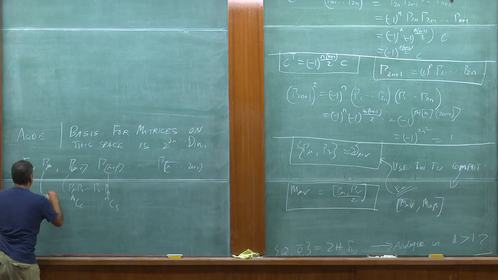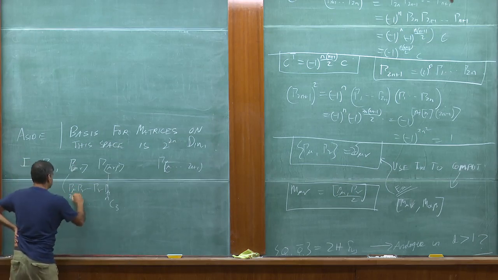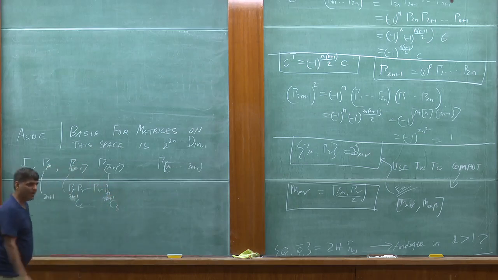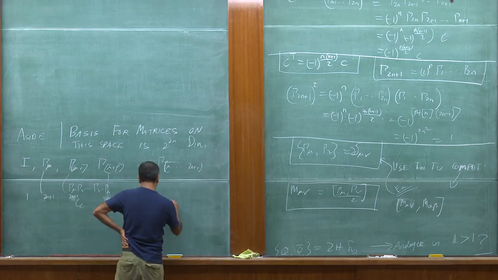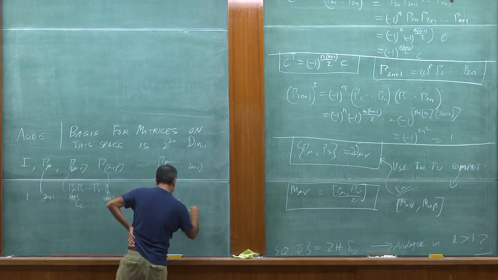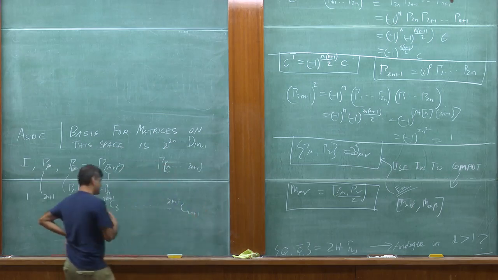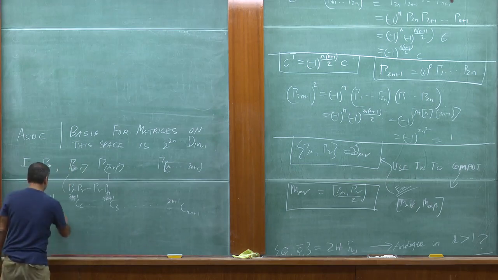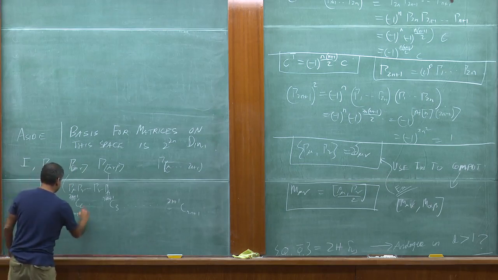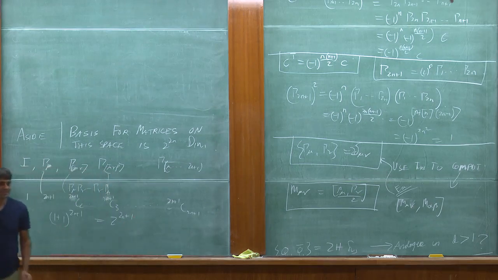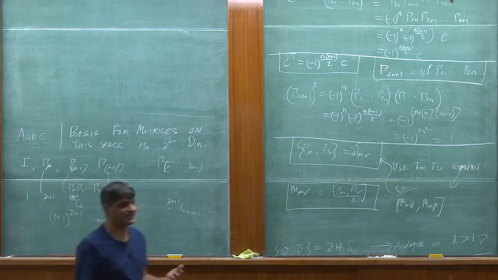N is 2n plus 1, right? Fine. C3. And all the way up to 2n plus 1 c 2n plus 1. Now let's add in the series. So this is 1 plus 1 to the power 2n plus 1. So this is 2 to the power 2n plus 1. So almost what we want, except we have double what we want.